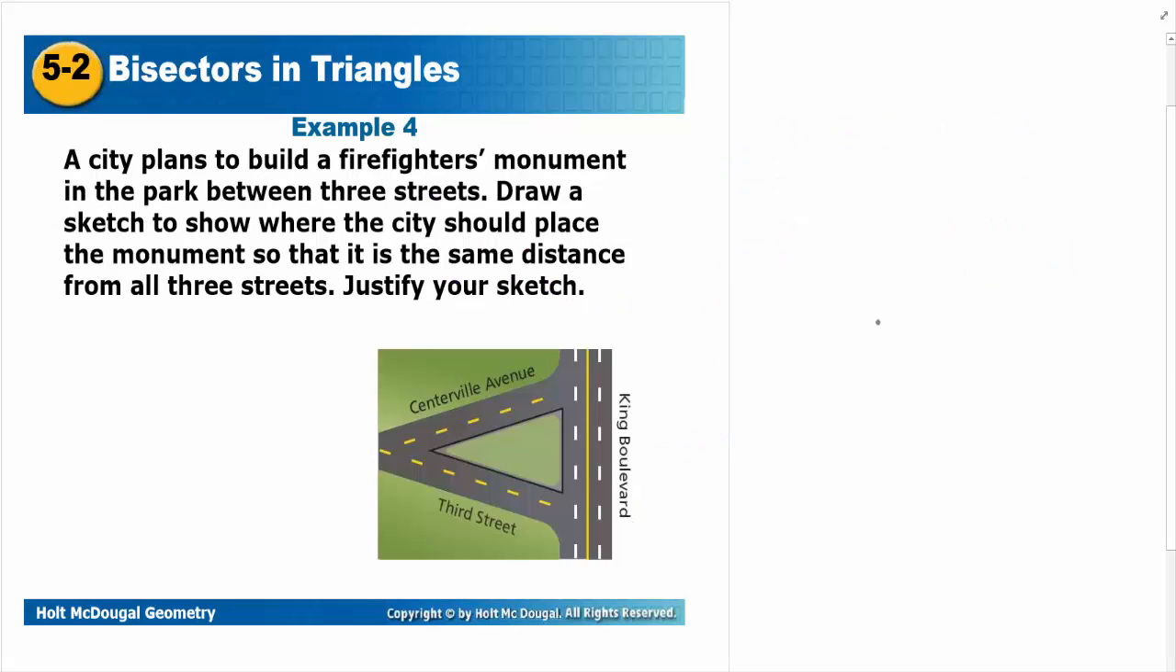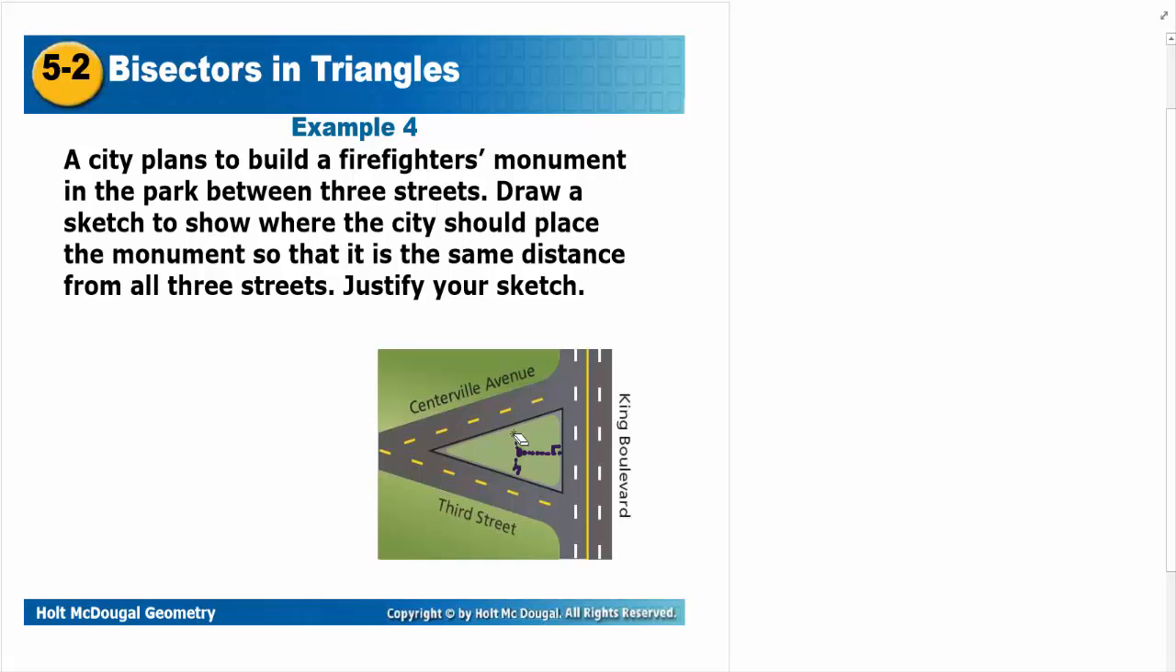Alright, last one. We've got basically an application problem here. So again, we have a city that plans to build a firefighters monument in the park between 3 streets. We've got these 3 streets. The picture's already drawn here. We're going to draw a sketch to show where the city should place a monument so that it is the same distance from all 3 streets. So I'm going to draw a monument here, and this is what we're looking for. I want that distance, that distance, and that distance to all be the same. Obviously it's not the way I drew it, but I can show you how to find it though.